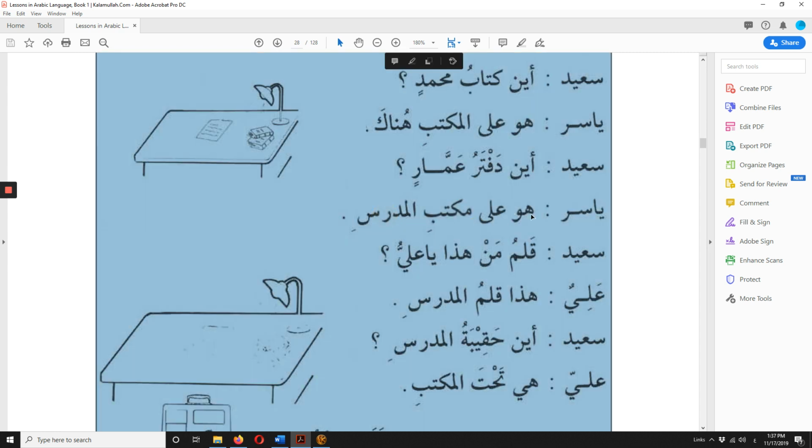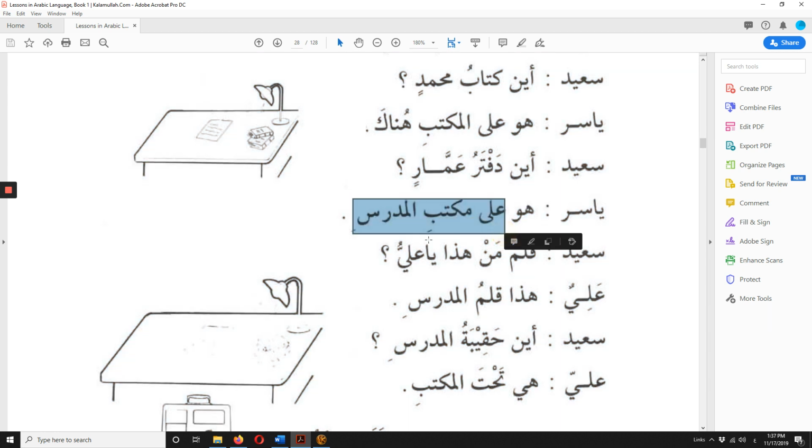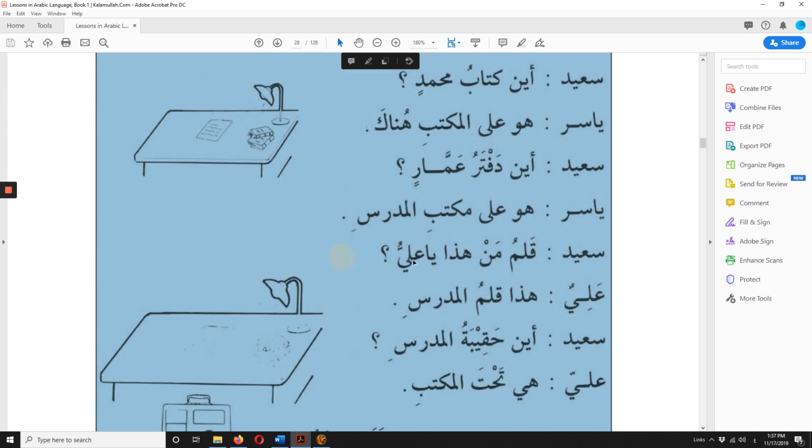So the notebook is on the desk of the teacher. The notebook is on the teacher's desk. It is on the teacher's desk. So there's a lot going on with just these three letters right here.